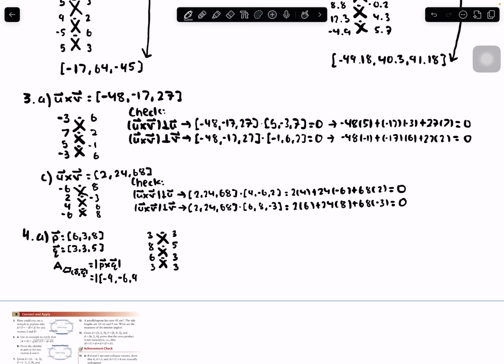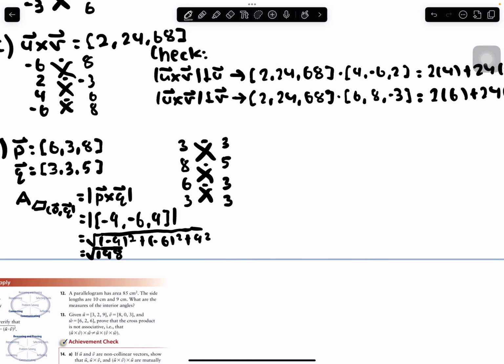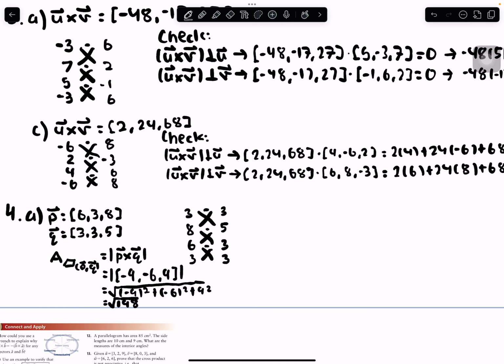Okay. And then we take the absolute value of this, the magnitude of this, which is going to be -9 squared plus -6 squared plus 9 squared. And so we get, squishing it all down, 9 squared, square root of 198. Okay. Perfect.